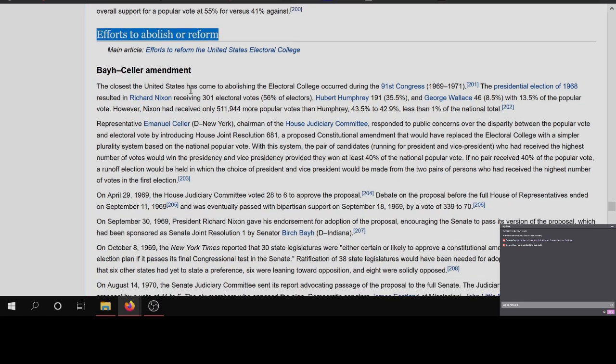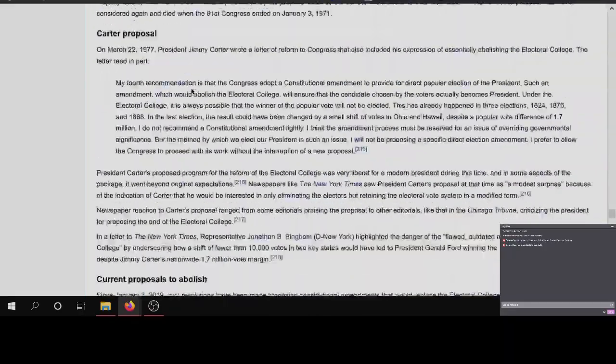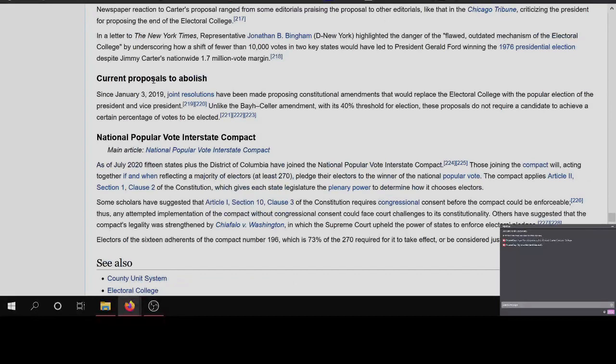Bias-Seller Amendment. You also have the Carter proposal along with the current proposals to abolish the National Popular Vote Interstate Compact. Let me read these two since they're very small. Since January 3rd, 2019, joint resolutions have been made proposing constitutional amendments that would replace the Electoral College with a popular election of the president and vice president.